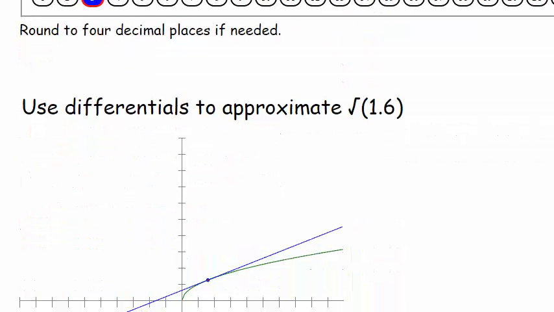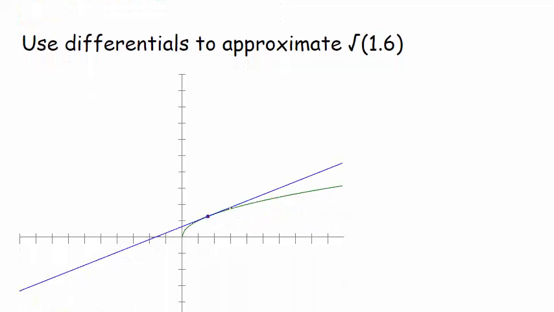Okay, things got a little crazy there. Round answer to 4 decimal places. It says use differentials to approximate. So here's an application for differentials. We're going to approximate 1.6, taking the square root of 1.6.